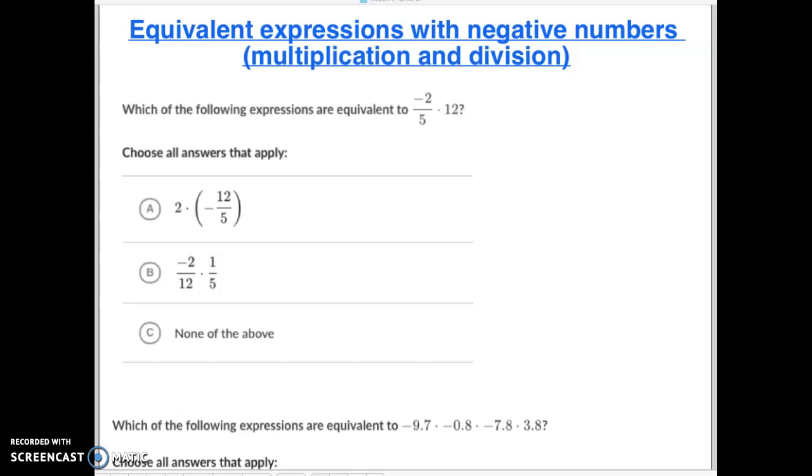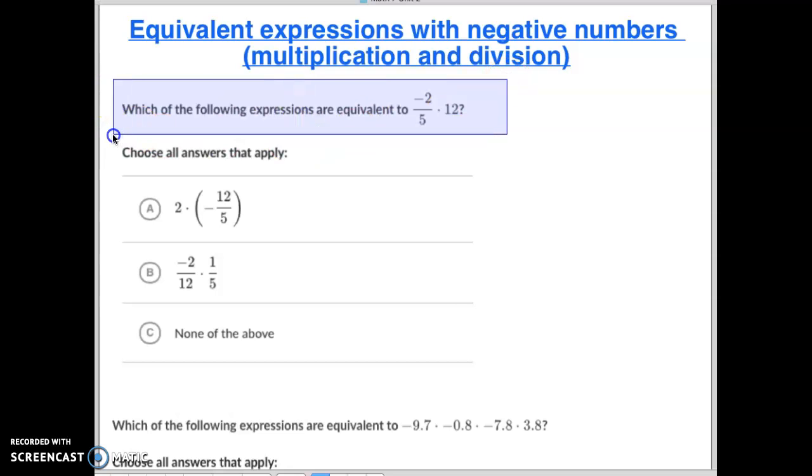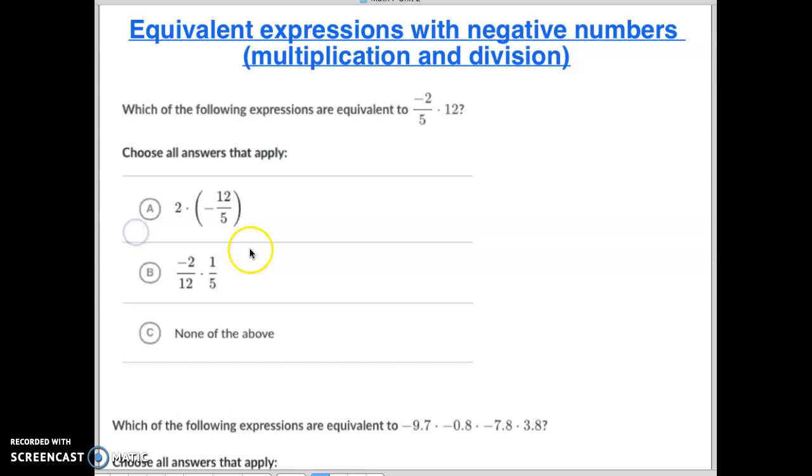All right, equivalent expressions with negative numbers, multiplication and division. So here is what you're doing with this one. You've got to find out which equation is equivalent to this right here, okay? So you have to make sure the answer is exactly the same as this one. Well, the first thing I do is I look at my negatives. I've got one negative here, so I know my answer's got to be negative. Well, this one's negative. This one's negative. So it could be either one of those two.